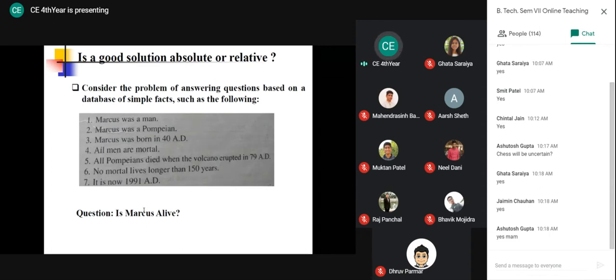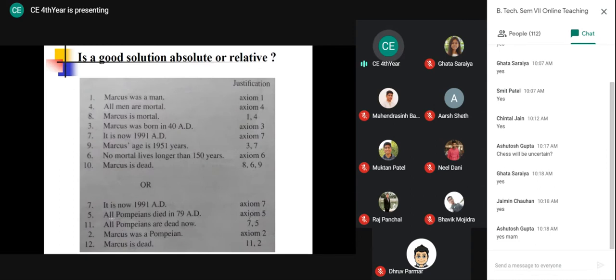lecture. So here, suppose we ask a question, is Marcus alive? By representing each of these facts in a formal language, such as predicate logic, and then using a formal inference method, we can fairly easily derive an answer to a question. Now in this case, when this type of question is asked, it can be answered in multiple ways.